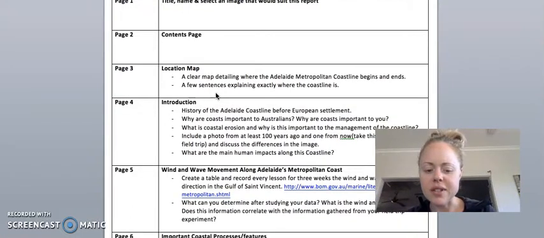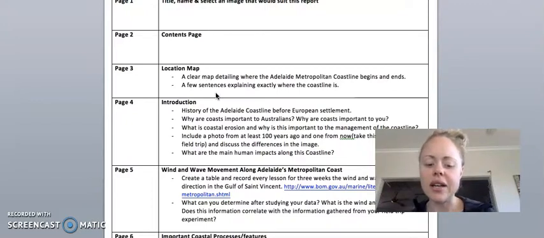Your introduction. So basically what I'm looking for is that you answer the questions. So the history of the Adelaide coastline before European settlement. So you pretty much want to look at what was the coastline like when Aboriginal people were living on the land, and before Captain Cook came in, before settlement occurred.